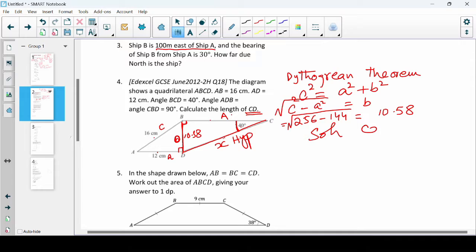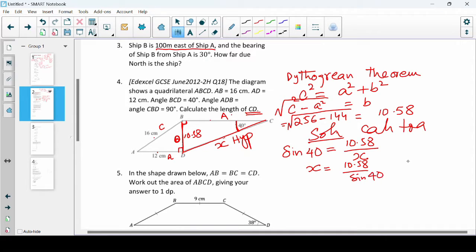So the formula, SOHCAHTOA. Opposite and hypotenuse, so this formula we are going to use. So sine 40 is equal to opposite, which is 10.58, divided by x, which is the hypotenuse. So when we take this x to this side, it will come in the numerator and sine 40 will go to the denominator. So x will be 10.58 divided by sine 40. So this will give you the answer for this question.